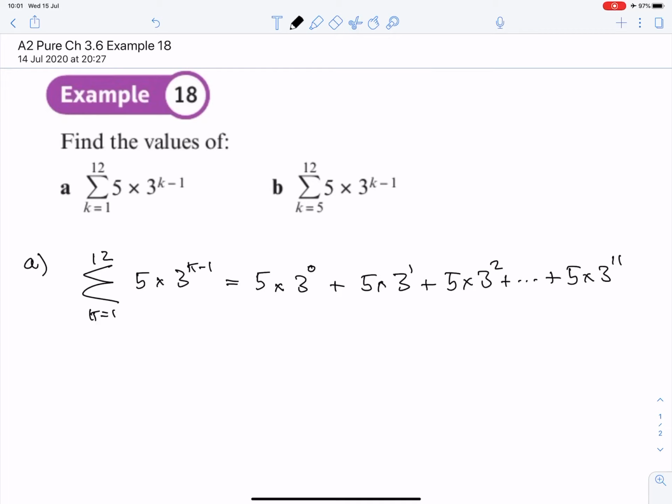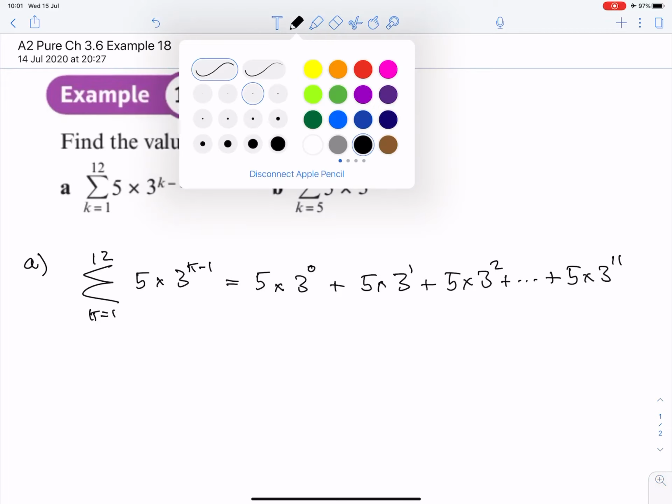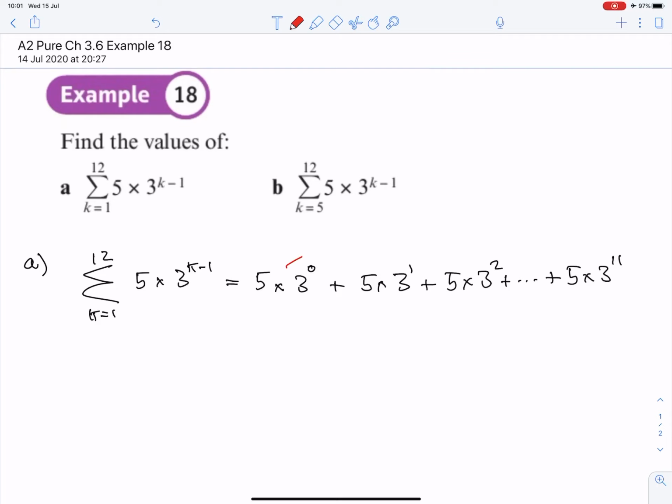Now, what do we notice this time about the series that we've generated? To get from this term to this term, we've multiplied by 3, multiplied by 3, etc. So what kind of sequence is this? Well, if we're multiplying by a constant, we should recognise this as a geometric series. And you can see that this kind of shape, 5 times the base 3 to the power k minus 1, generates a geometric series.